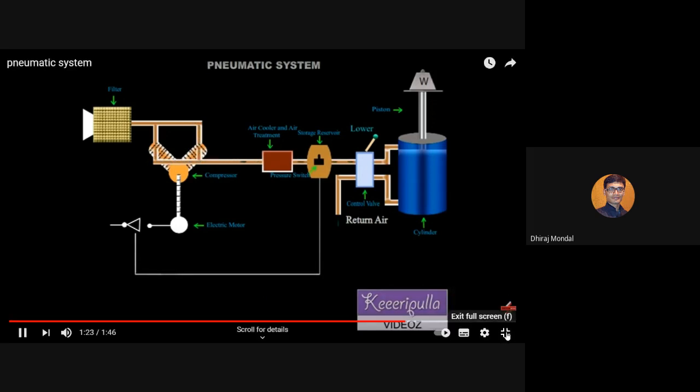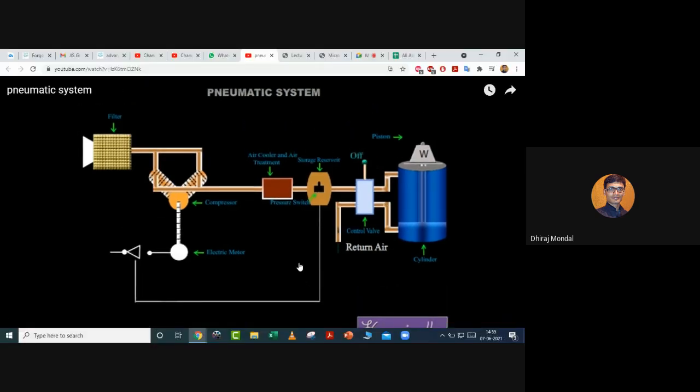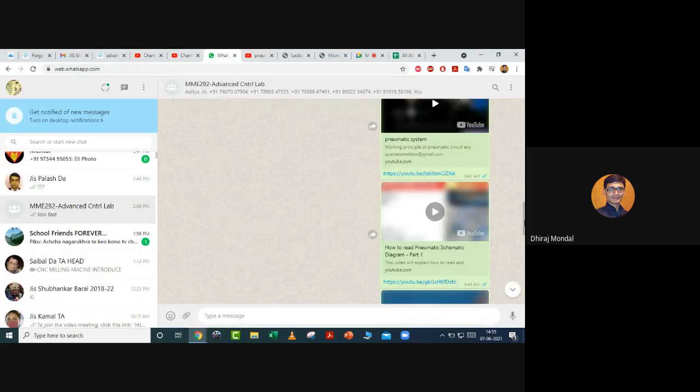Any question, any doubt? This is the electrical motor. By the help of the motor, you can see the compressor, that means the compressor is working. Now you can see another video I am showing you.